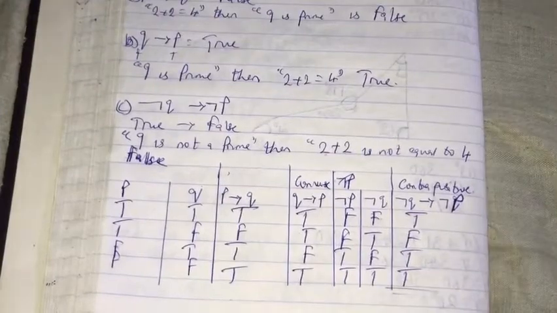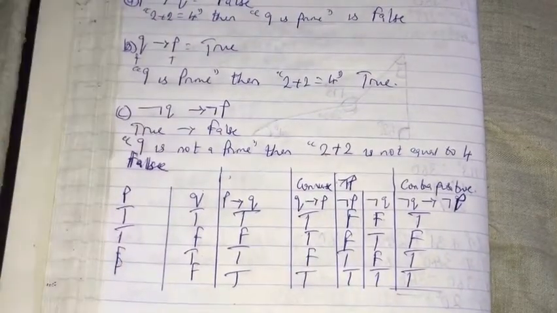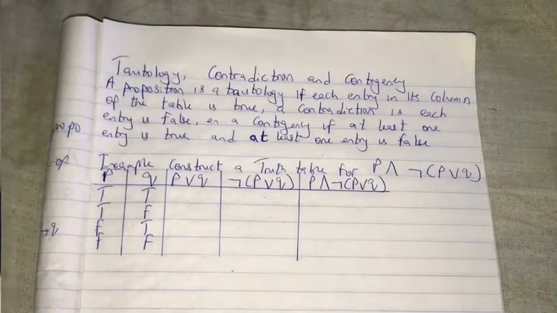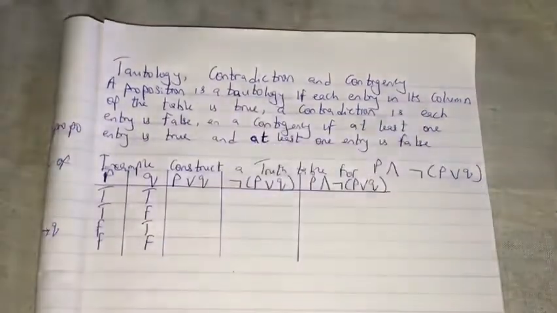So this is basically everything you need to know about converse and contrapositive. Alright guys, the next topic here is tautology, contradiction and contingency.